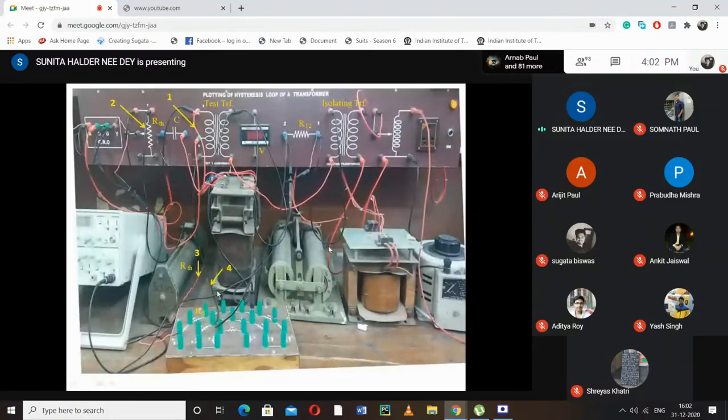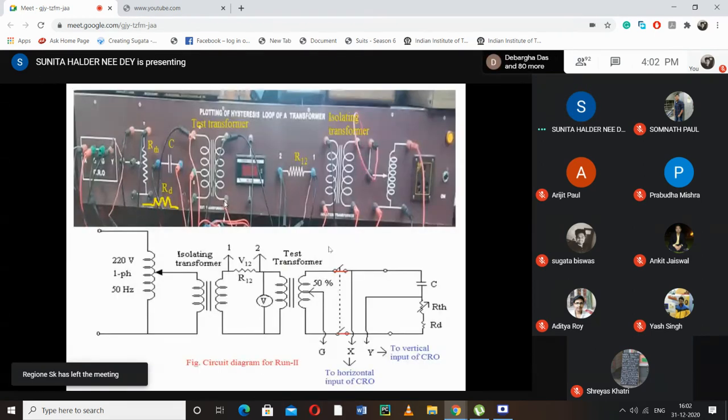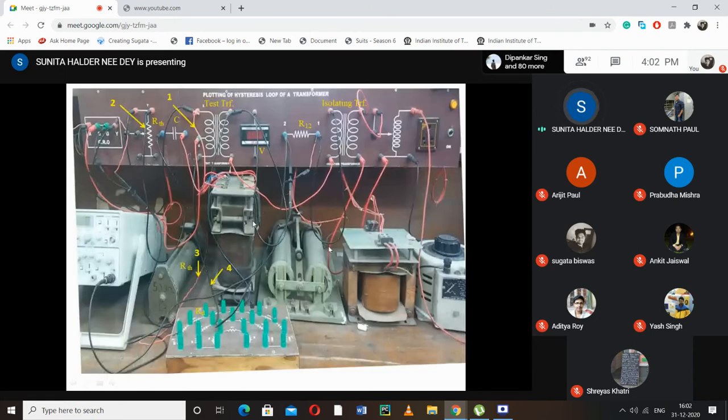Then this is the RTH and this is the RD. You can see in the circuit there is only one written RTH in the board, so actually within this there are these two resistors. From the secondary circuit of the transformer it is going there. Let me explain. One minute. So actually within this there are two resistors.